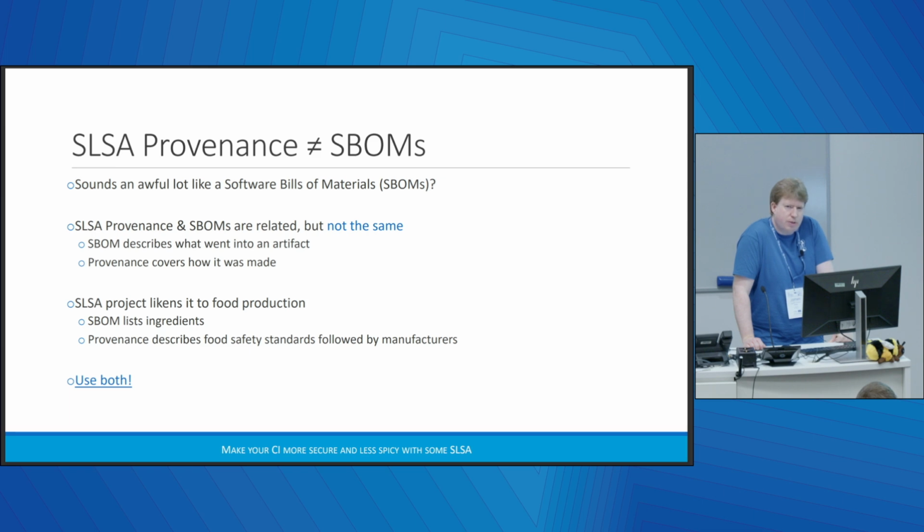So an SBOM is basically a list of ingredients, what actual ingredients went into this thing. Whereas SLSA is a bit more like the standards and procedures they followed to ensure food safety. So, how they make sure that the factory is cleaned up and you don't have people breaking in and pouring poison into your food and that sort of stuff. That's pretty much what they're trying to get at. And so, of course, my point is you use both.